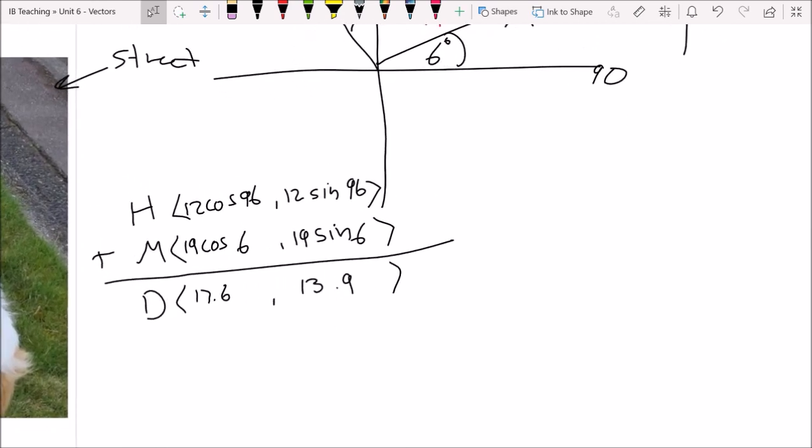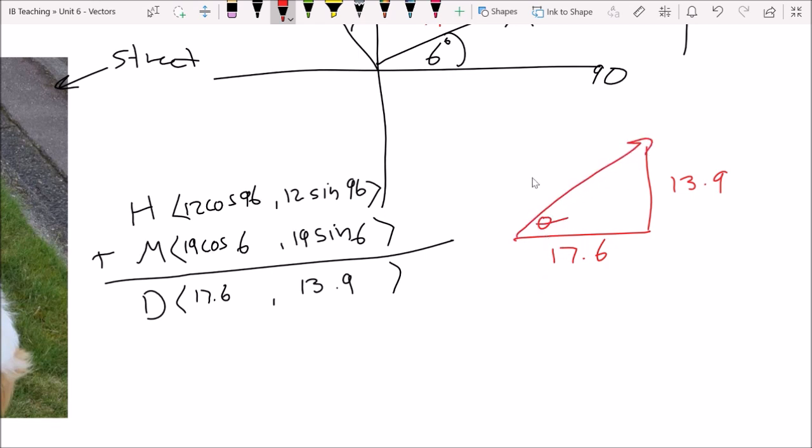So all we're going to do is sketch out this resulting vector for the dogs. It goes right 17.6, and it goes up 13.9. We're going to find the angle, and we're going to find the magnitude. Magnitude is square 'em, add 'em, root 'em. I always like to do that one first because it's really quick and easy. So 17.6 squared plus 13.9 squared. This is absolutely a calculator exercise, so I'm going to go ahead and type that in now. 17.6 squared plus 13.9 squared. Take the square root of that, and we get 22.4 pounds of force.